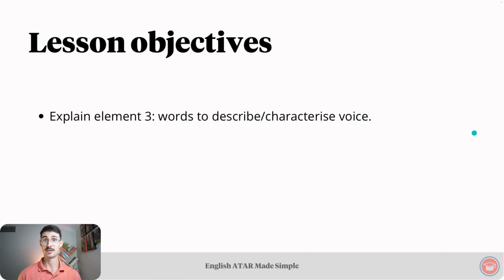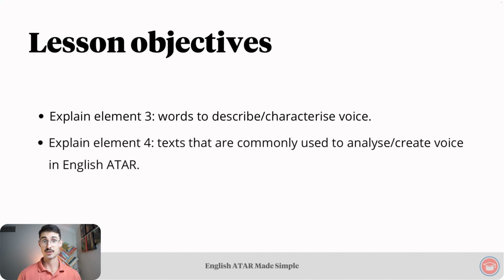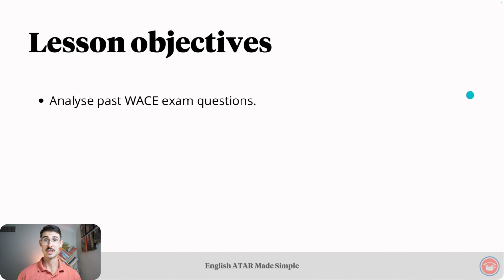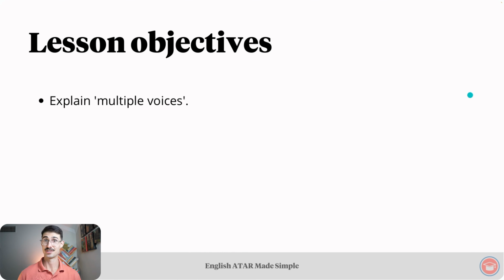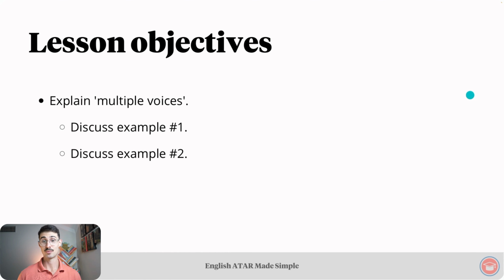Then we'll move on to element number 3, and that will be words to describe or characterize voice. Then we'll move on to element number 4, which are texts that are commonly used to analyze or create voice in English ATAR. After that, analyze some past WACE exam questions, discuss how to analyze voice, discuss how to create voice, and then we're not done yet. We'll explain multiple voices, discuss example number 1, discuss example number 2, and finally, we will outline a simple summary.